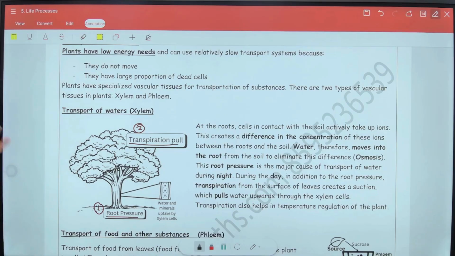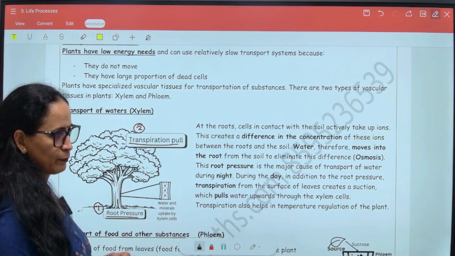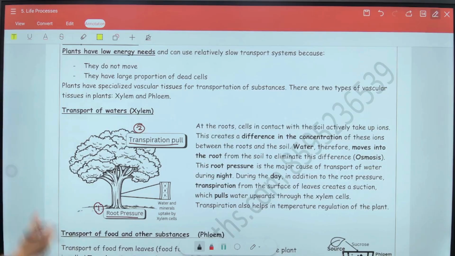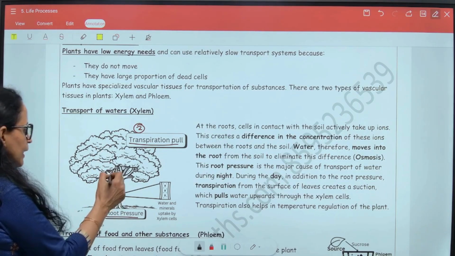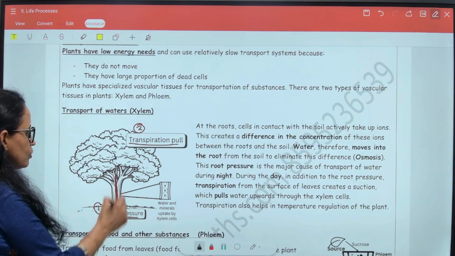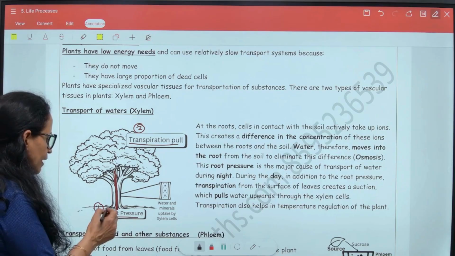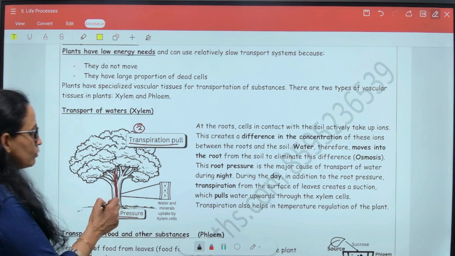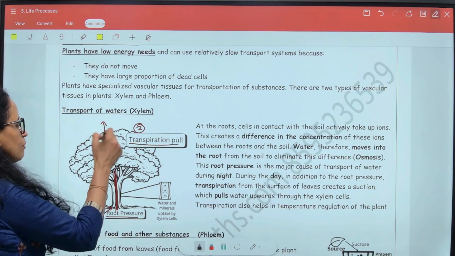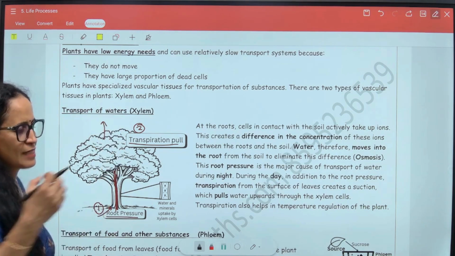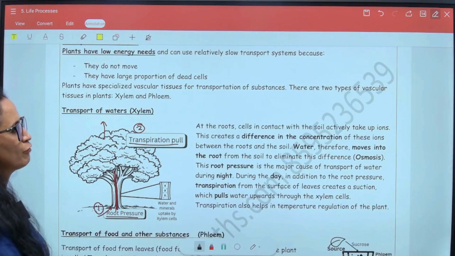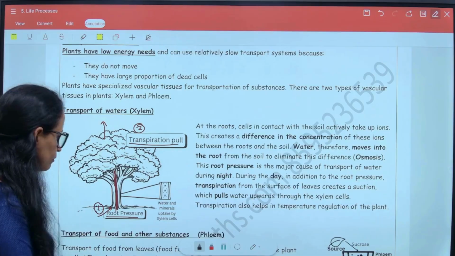And in the leaves, because of stomatal pores that are open during the day, transpiration keeps on happening. So because of transpiration pull, a suction kind of pull gets created in the stem, that is in the center of the stem, through xylem tissue. So xylem is located in the center of the lumen of the stem. So the root pressure is there from the soil towards the root hair, towards the roots, and transpiration pull is from leaves to the air. So these two physical forces actually help in pulling up water from the roots to the leaves, right?